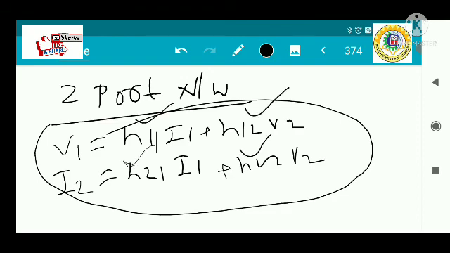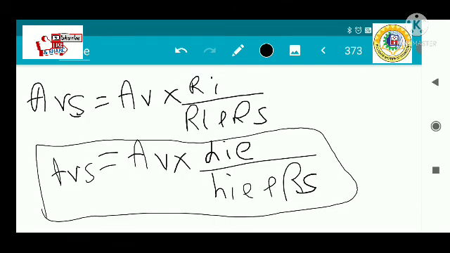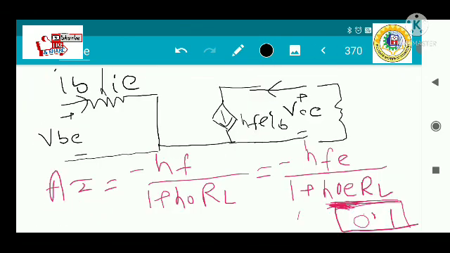Starting from these equations we have derived all these parameters, and we have also drawn the equivalent H parameter model. We have calculated the input resistance, output resistance, voltage gain, current gain, overall voltage gain and overall current gain. Then we ignored the early effect to see how ignoring it affects the H parameters. If we ignore the early effect, the model is simplified very much.